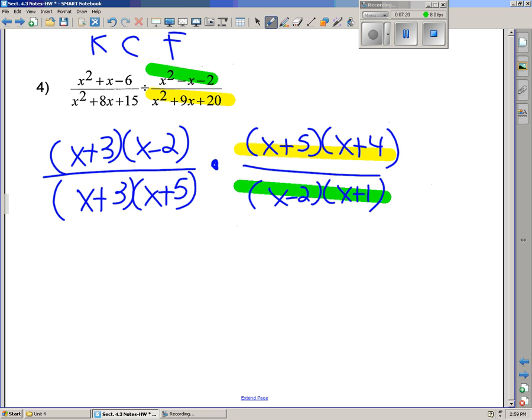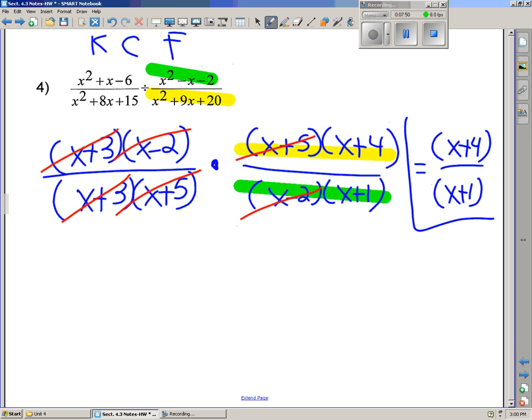x plus 1. Let's see, where can we cross stuff out? X plus 3, x plus 3. It's okay that they're in the same fraction. They can be in the same fraction or different fractions to cancel, but it has to be the exact same binomial. I've got x minus 2 and x minus 2, and an x plus 5 for an x plus 5. Nothing else can cross out. Final answer, this binomial x plus 4 over this binomial x plus 1.